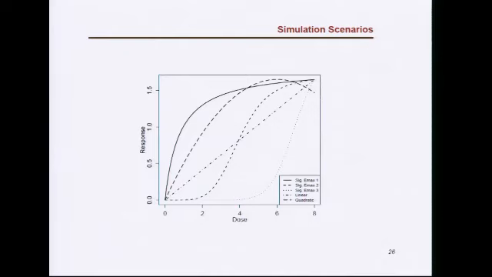So these were the functions that I simulated from. I had 3 sigmoid Emax functions, and then 1 linear function and a quadratic function, just to see how well the priors work in case of misspecification of the model.